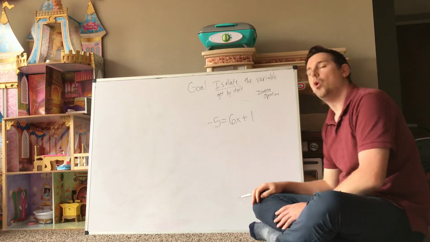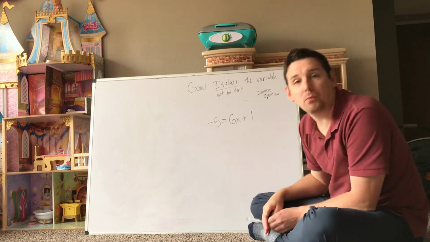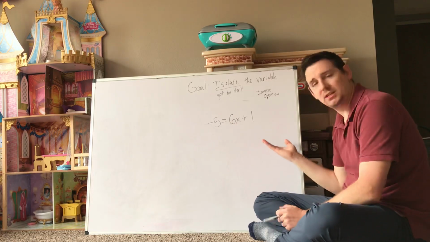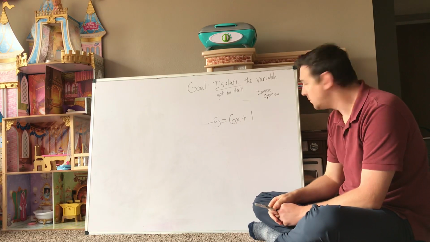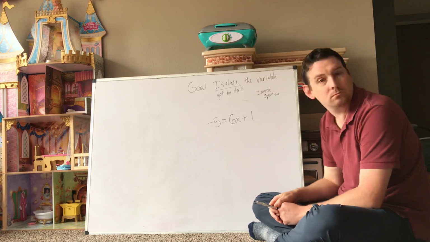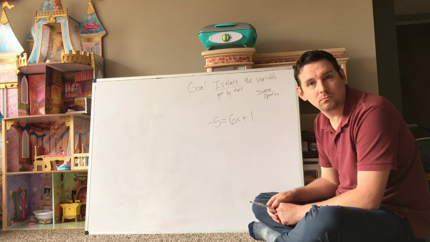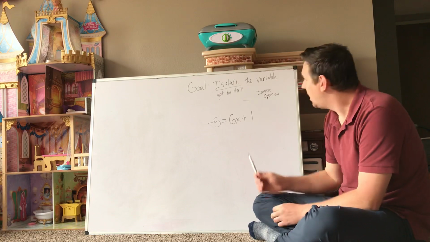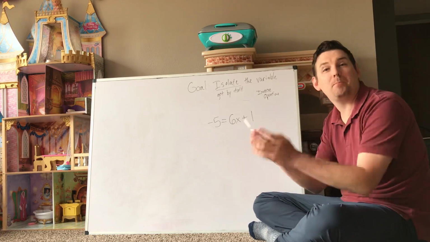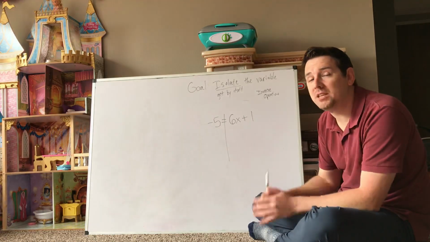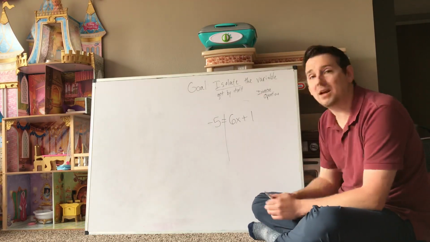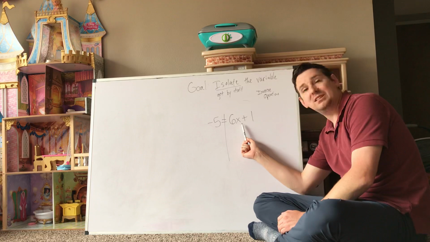Okay, what's different about this problem? It's written backwards. It's kind of flipped around. That doesn't change the point that the goal of the problem is to get the x by itself, get the variable by itself. In this case, the x is on this side.